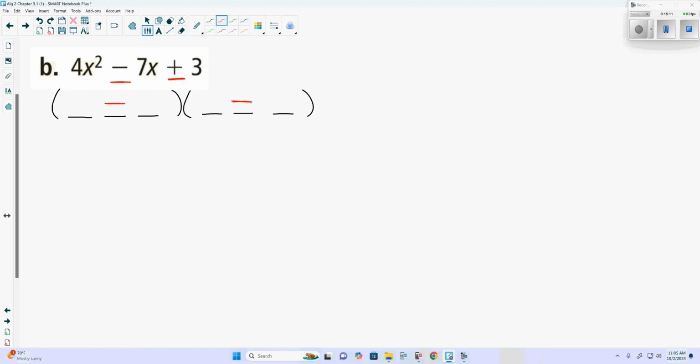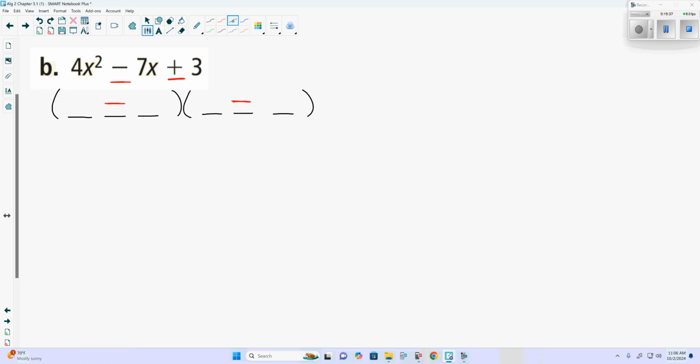Now for this one here, the middle term was negative. So both of our signs are negative. If the third term is positive, the signs in the parentheses are going to be both positive or both negative. Now since the middle term was negative, they're both negative. They're both minuses. Questions on steps 1, 2, or 3? You ready for step number 4?